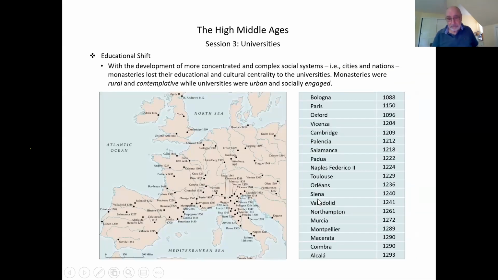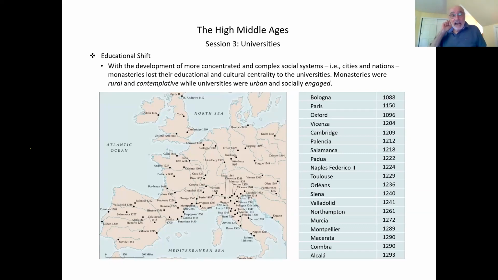Moving along, though, and just to reinforce what I've said over the last couple of slides, there is this dramatic educational shift. So with the development of more concentrated and complex social systems, i.e. cities and nations, monasteries lost their educational and cultural centrality to the universities. Monasteries were rural and contemplative, while universities were urban and socially engaged.